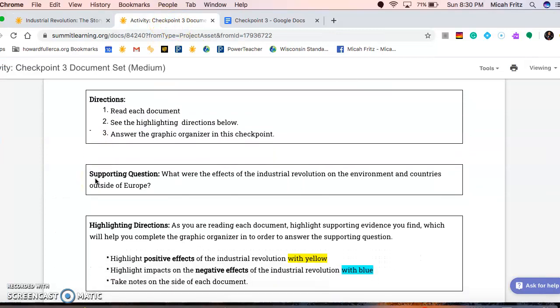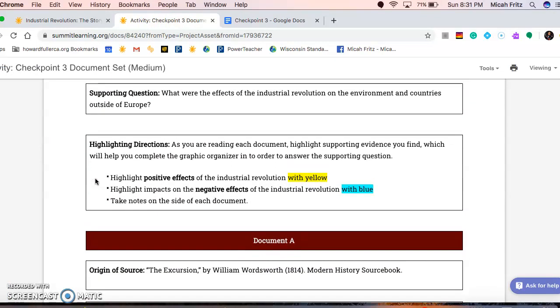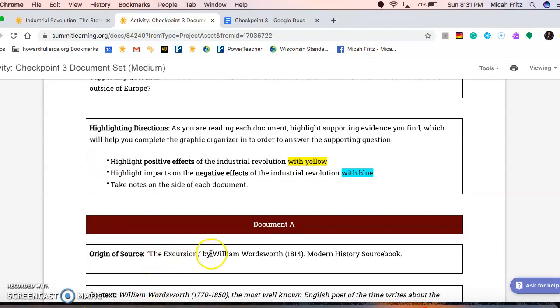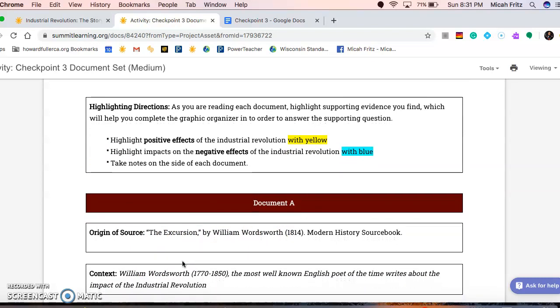So we're going to use the example of Document A to start us off. Document A is a poem written by this guy named William Wordsworth, and it's called The Excursion. William Wordsworth was a pretty well-known poet at the time in England, and he's going to be focusing on what he thinks the Industrial Revolution's effects have been.